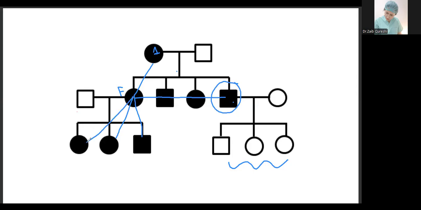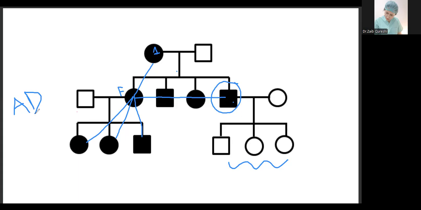How is this chart different from autosomal dominant? Tell me how this chart is different from the autosomal dominant chart. Mom is the culprit. Yes. Gender specificity is not there. Okay. She is also transferring to males, okay, in AD.